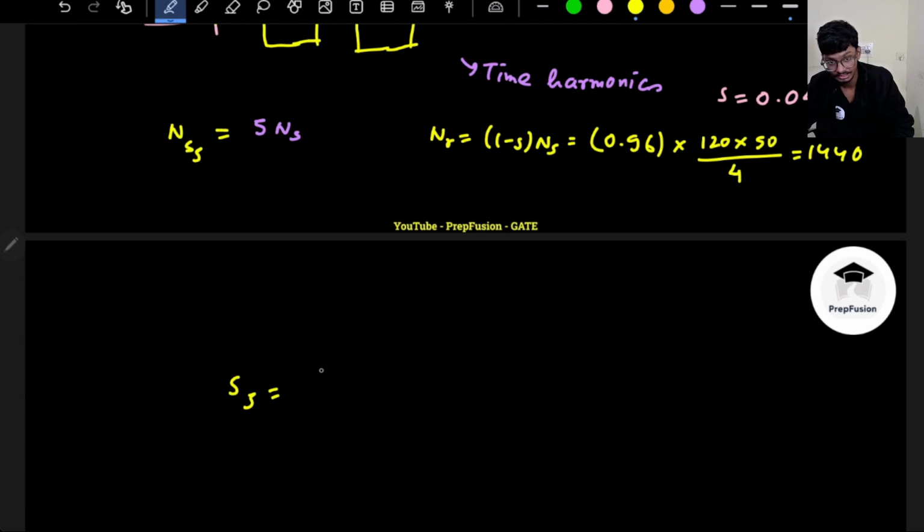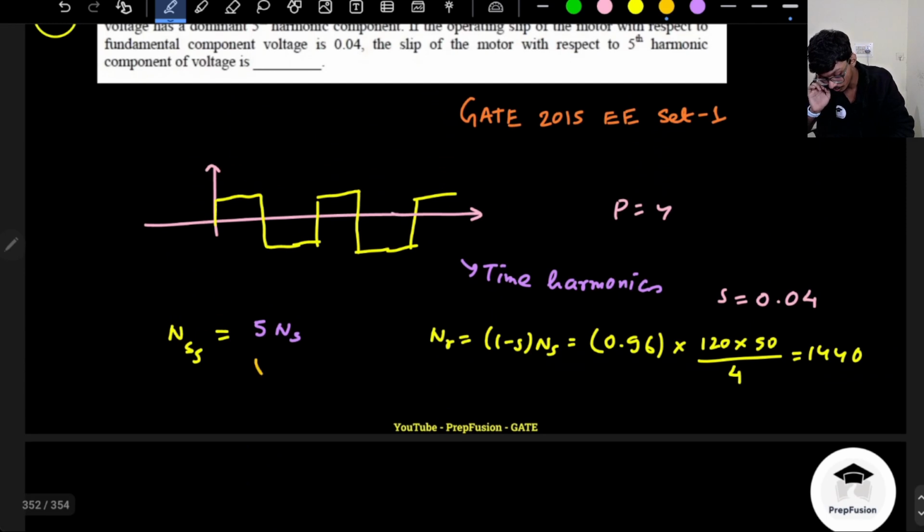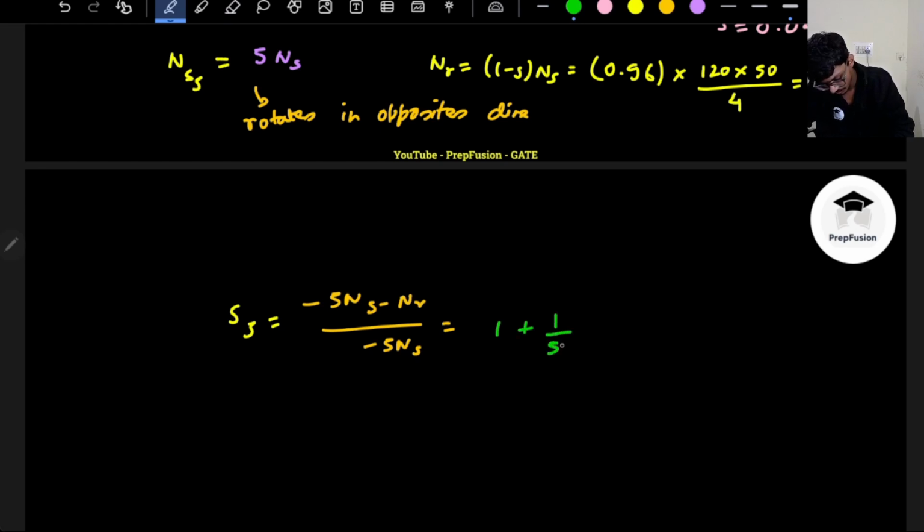So what is the slip for the fifth harmonic? Basically it will be with respect to the new Ns. And remember, what does the fifth harmonic do? If you remember, it rotates in the opposite direction. Only this much information is required, and this kind of question will be asked. Fifth harmonic always rotates in the opposite direction. So what will be the relative speed? The slip will be (minus 5Ns minus Nr) divided by minus 5Ns. So it will be equal to 1 plus Nr by 5Ns, that is 1 plus (1 by 5) into Nr by Ns. Nr by Ns is 1 minus s, right?